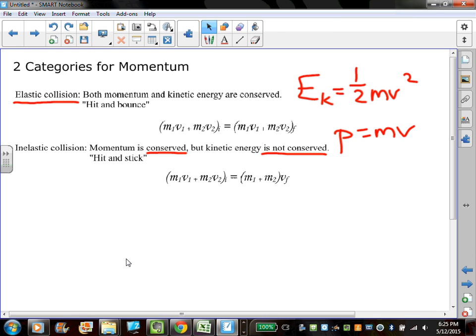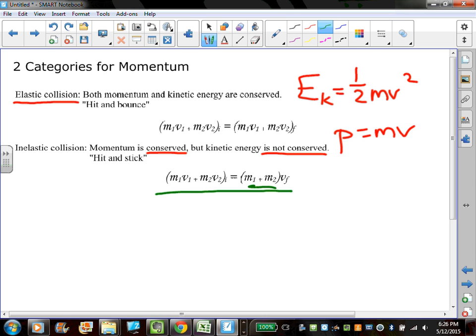And so what I have for you here is another equation. Again, this is not a different equation, really. It's just another equation that describes conservation of momentum, but now specifically for an inelastic collision. Okay, so the mass times the velocity of mass 1 at the beginning plus mass 2 times velocity 2 at the beginning is equal to mass 1 plus mass 2. They have stuck together, and since they have stuck together, they must have the same final velocity. So we can do mass 1 plus mass 2 times that final velocity.